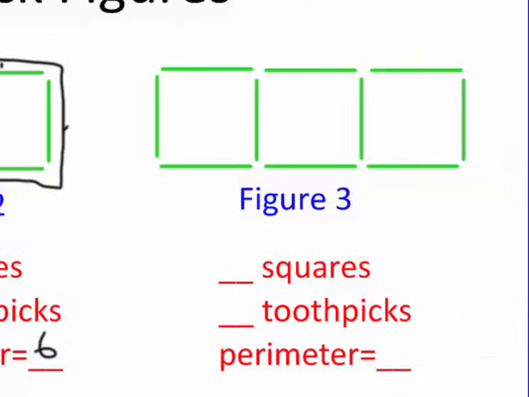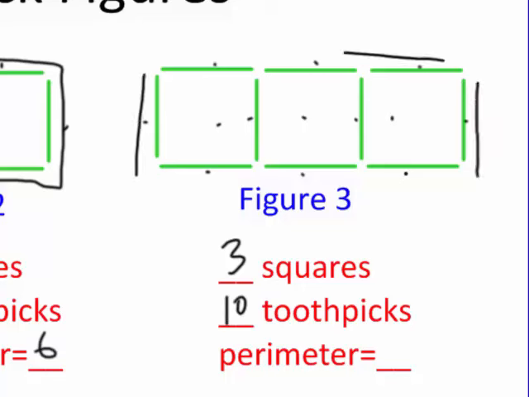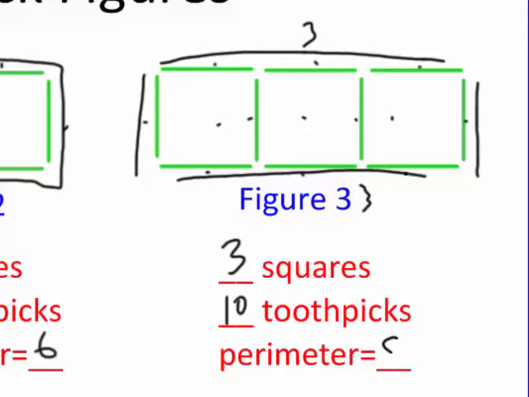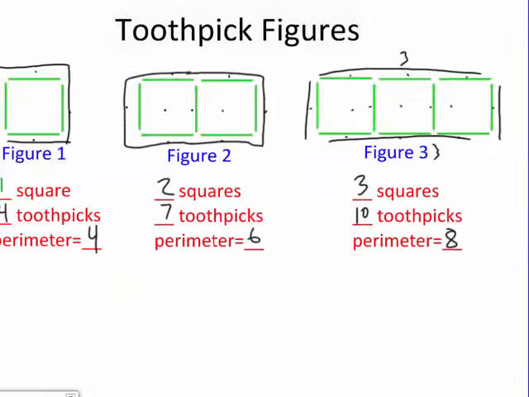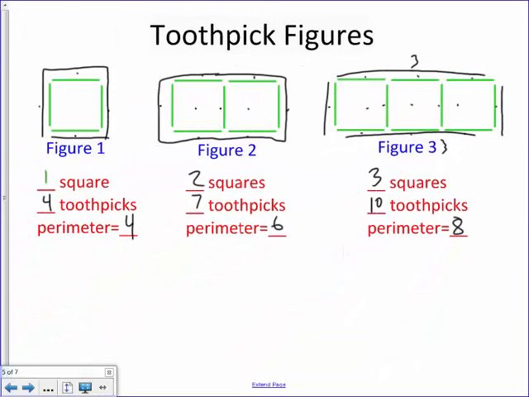Okay, what about figure 3? Now we have 3 squares. 1, 2, 3. Toothpicks, we got 1, 2, 3, 4, 5, 6, 7, 8, 9, 10. And perimeter, 1, 2. And then we got 3 on top and 3 on bottom for a total of 8. Okay. Well, do we notice any patterns here? Sometimes it's helpful to write things in a table to help us see the pattern. So before we look at our patterns, let's go ahead and write this in a table here.